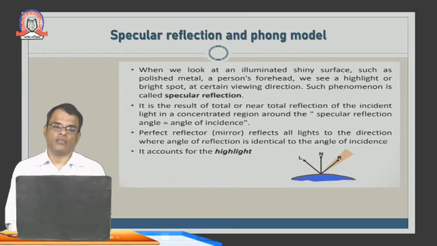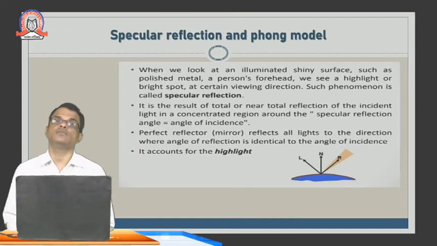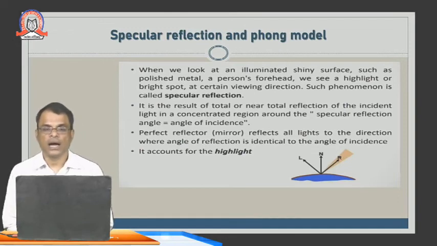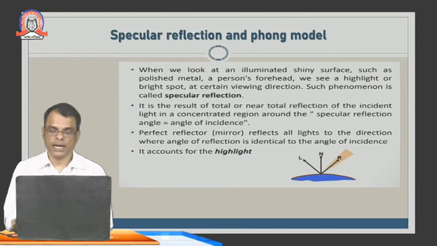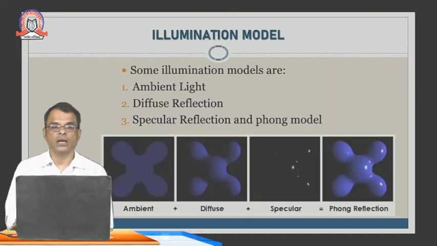A perfect reflector, a mirror, reflects all light in the direction where the angle of reflection is identical to the angle of incidence. It accounts for the highlights. These areas we usually call highlights. So we understand what is meant by reflection models.